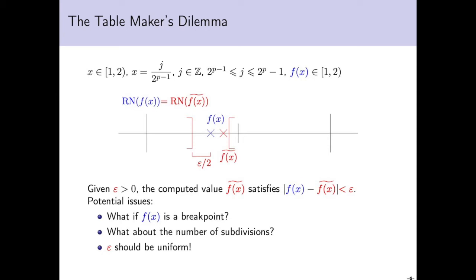What if f of x is a breakpoint? How about the number of refinements, of subdivisions? Epsilon should be uniform. And moreover, epsilon should be as large as possible. Why? Because the smaller epsilon, the more complicated the approximation, and the more expensive the computation of the approximation. You see? Good.